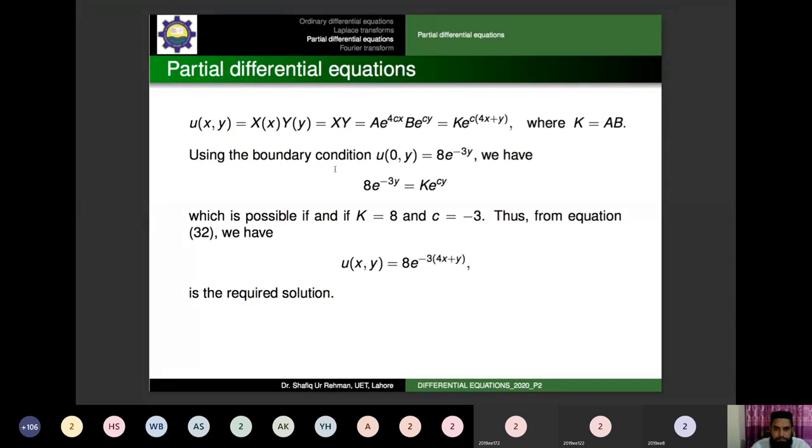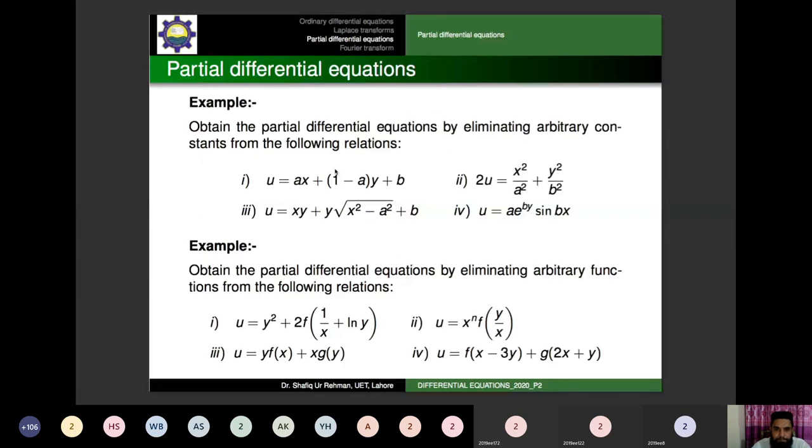A few examples are there. Take those examples as homework, based upon the description of different topics discussed inside partial differential equations. The first bunch of examples is about obtaining partial differential equations, and we know that partial differential equations can be formulated by eliminating arbitrary constants, or they can also be obtained by eliminating arbitrary functions.